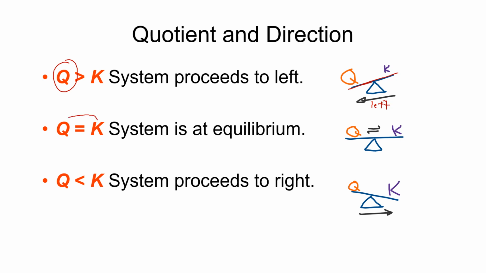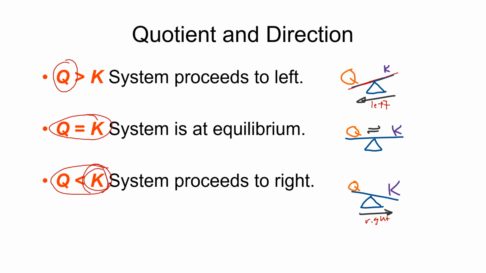And then if Q is the same as K, that means you're already at equilibrium. So the reaction won't shift one way or the other, and it will be at balance or at equilibrium from the get-go. And then if the K is larger, then the teeter-totter shifts to the right, and that means the reaction is going to go right until it gets to the equilibrium conditions where the rates of reaction in both directions will be the same again.